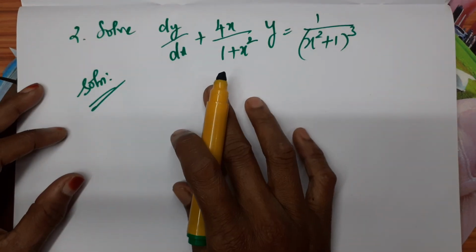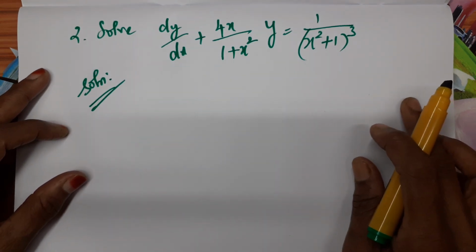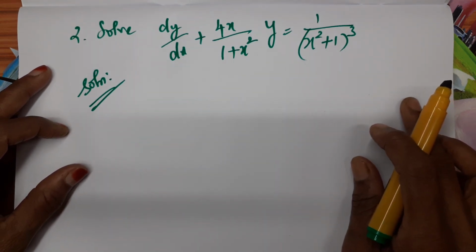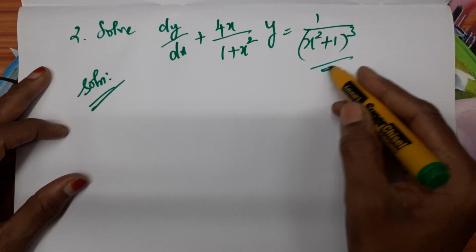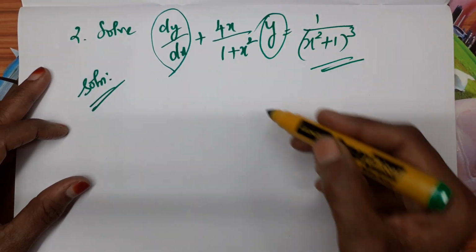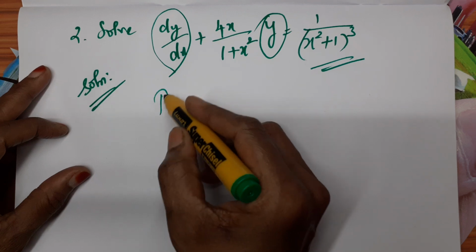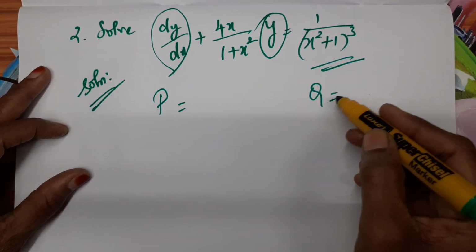This is problem number 2. We are going to solve dy by dx plus 4x by 1 plus x squared into y is equal to 1 by (x squared plus 1) the whole power 3. This is also a linear differential equation, since the powers are like this; it is linear in terms of y. So first we have to write what P and Q are.